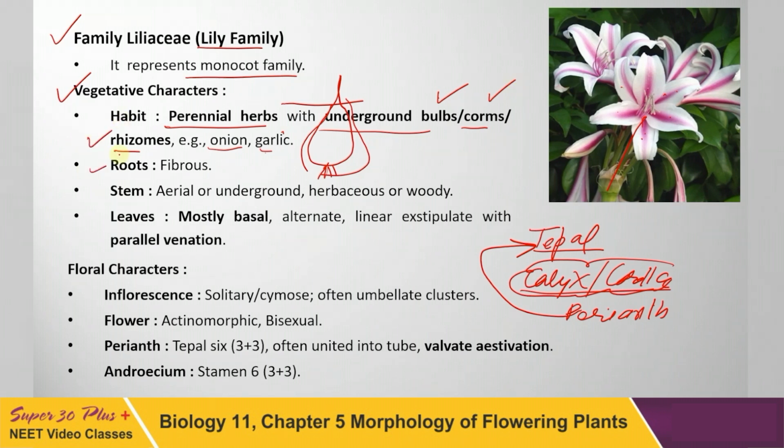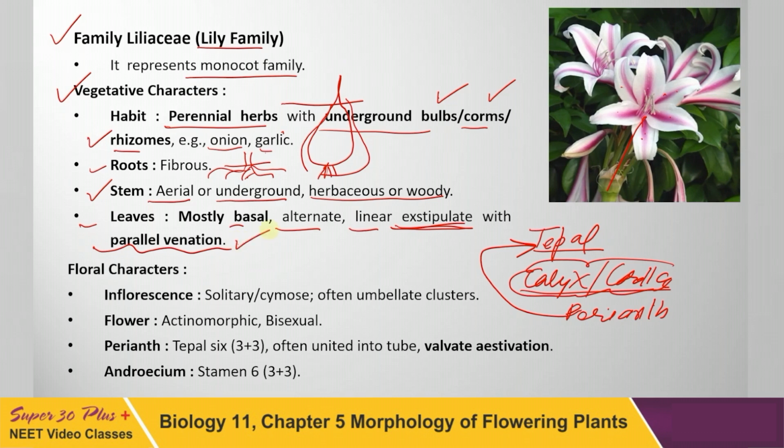The root is fibrous. Why fibrous? Because these plants are monocots, the roots are fibrous like this. Stem is aerial, it may be underground, herbaceous and woody. Leaves mostly basal, alternate, linear, exstipulate. Already I told you the meaning of these terms in morphology, and because this is a monocot plant, the leaves have parallel venation. Right?